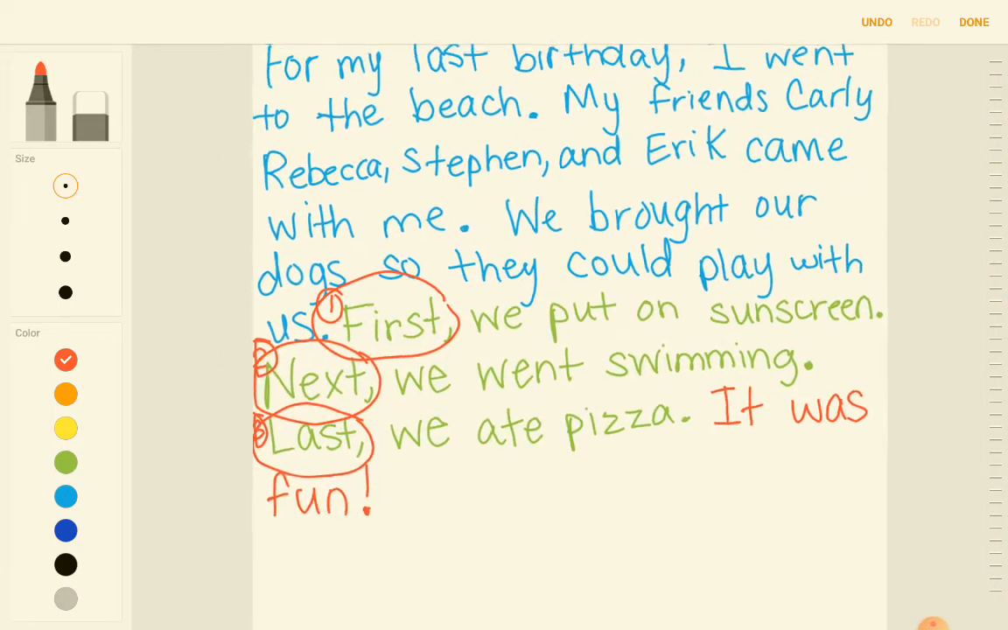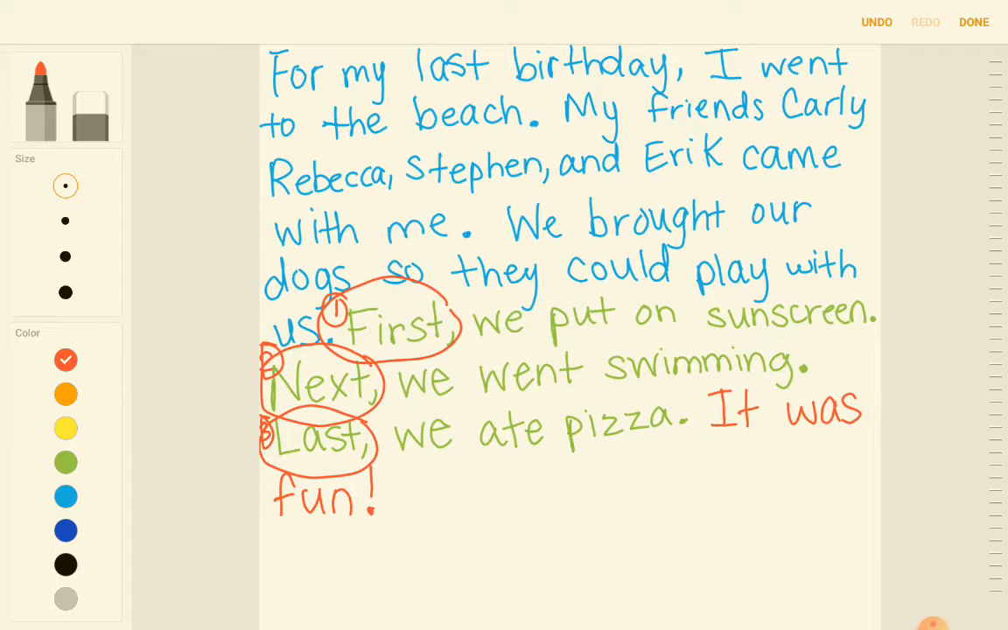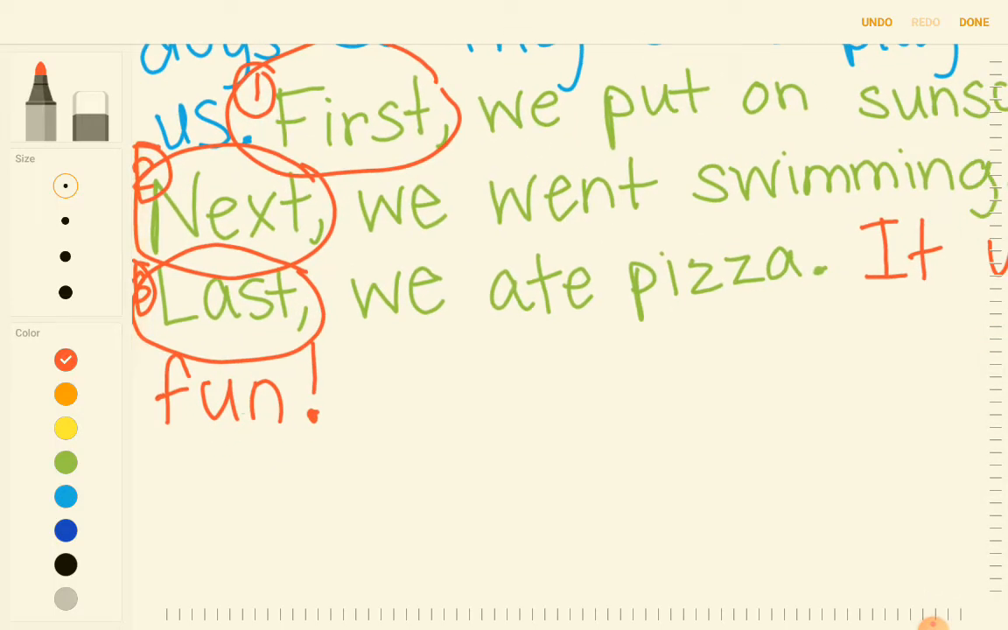I'm going to read this one more time and make sure it looks good. For my last birthday, I went to the beach. My friends Carly, Rebecca, Stephen, and Eric came with me. We brought our dogs so they could play with us. First, we put on sunscreen. Next, we went swimming. Last, we ate pizza. It was fun! In case you do not know what this is called, it's an exclamation point.